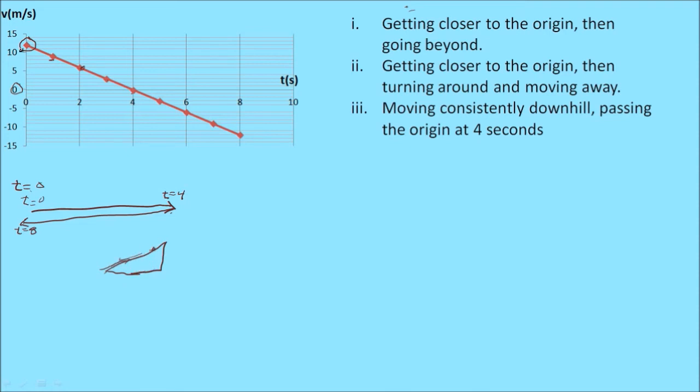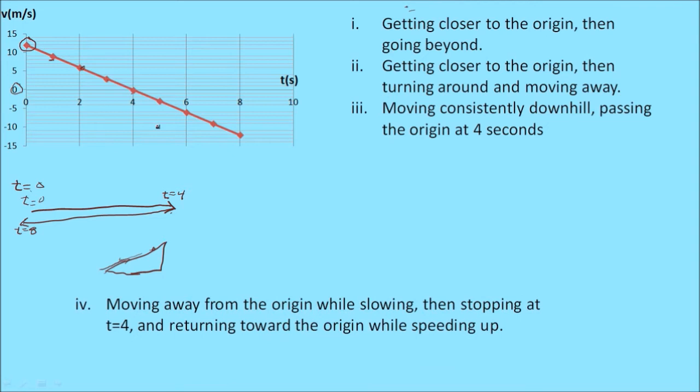Worth remembering, when the velocity is positive, but the acceleration is negative, note the negative slope, that means it's slowing down. Down here, the velocity is negative because we're below the axis, and the acceleration is also negative because the slope is negative. There's a calculus idea again. When the velocity and acceleration have the same sign, in this case both negative, the object is speeding up. And so we have a fourth option. It's moving away from the origin while slowing, then stopping at time 4, and then returning toward the origin while speeding up. So if you came up with that idea, give yourself a little pat on the back.